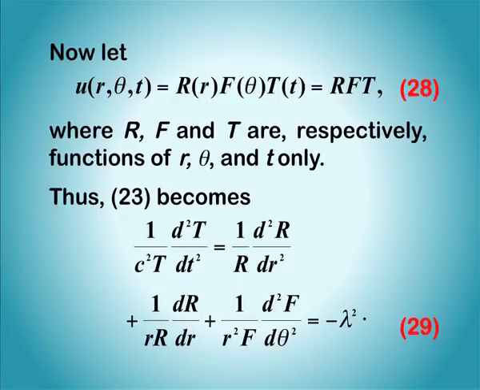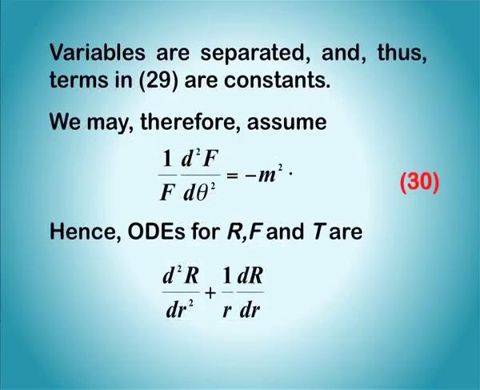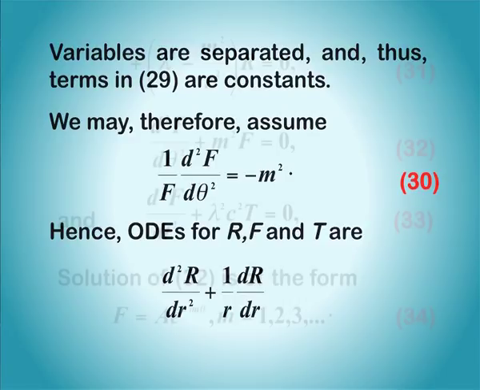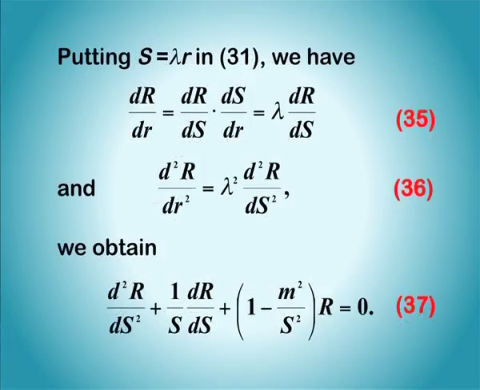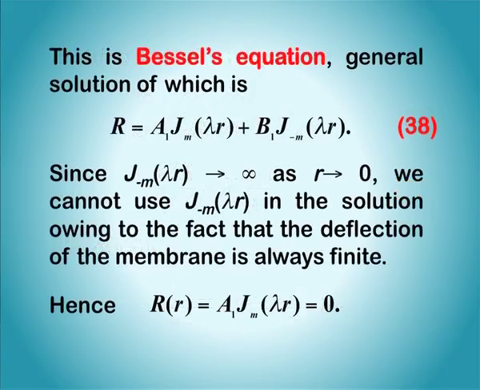Equation 23, after substitution of all this, becomes separated in variables, and therefore we assume that this is equal to m square. The ordinary differential equations for R, F and T are given by 31, 32, 33 and 34. Then we have s equal to lambda r substituted in 31, and we get these results. 37 is very easily obtained, and eventually we form the Bessel's equation, which we have studied in the previous lecture.